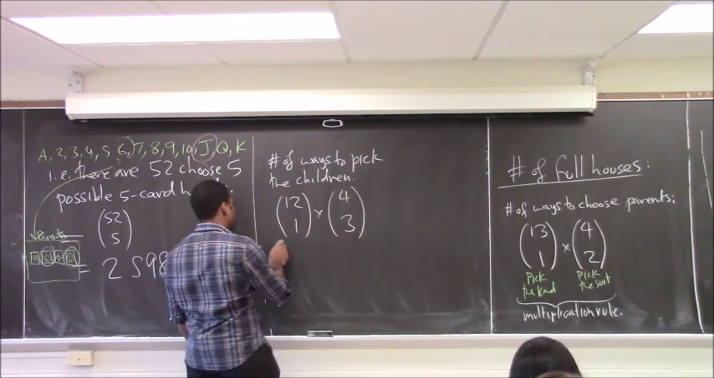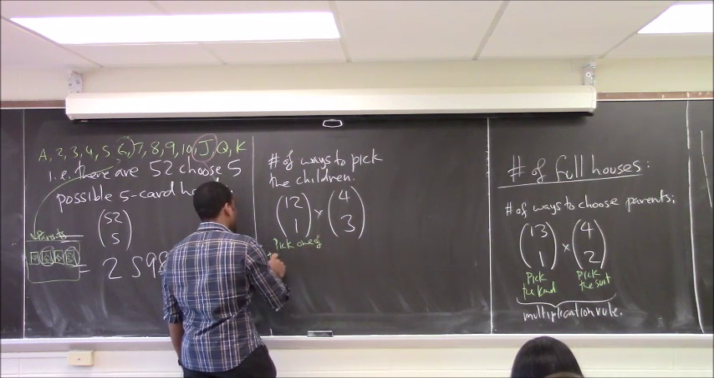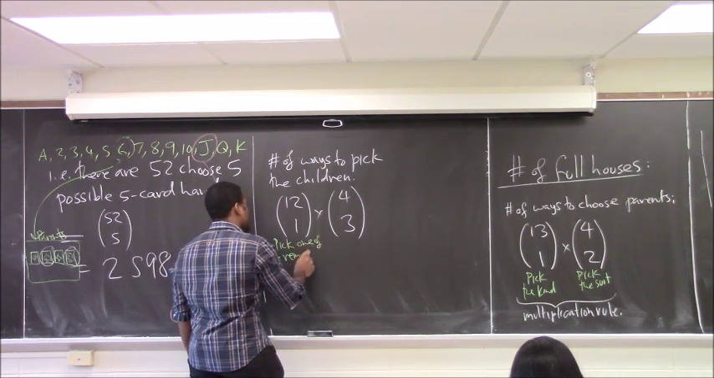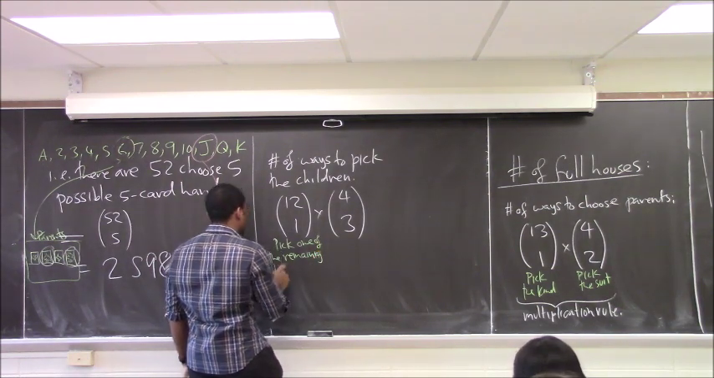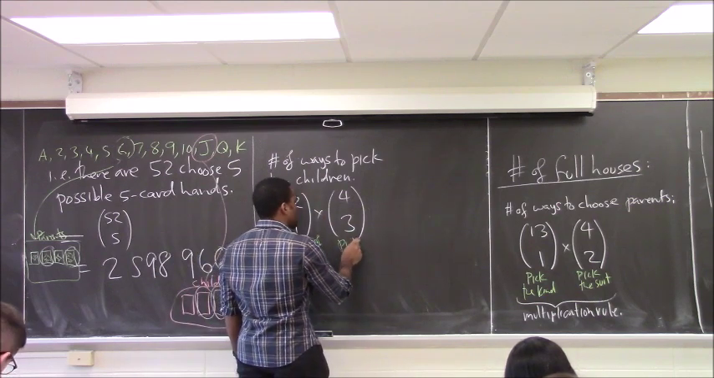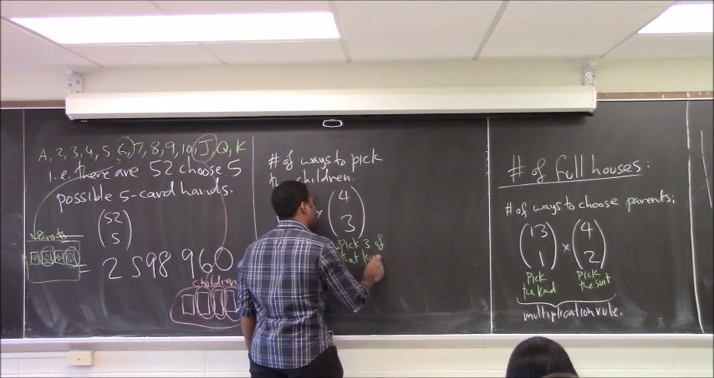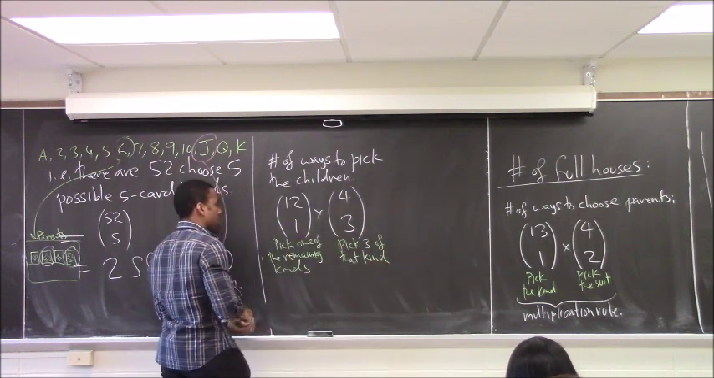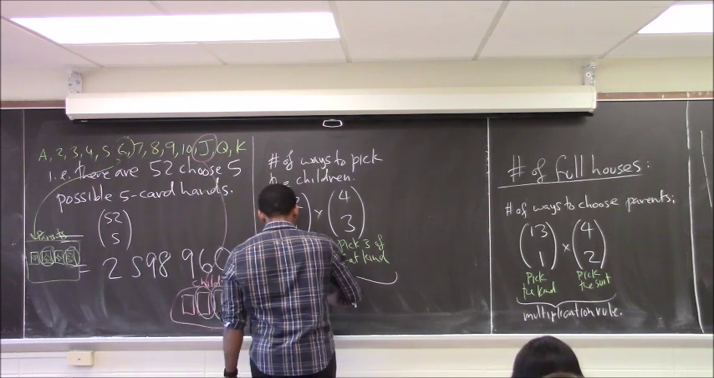So here I would pick one of the remaining kinds, because it's not going to overlap with that guy. Remaining kinds. And then I pick 3 of that kind. And then, how many total ways to do that? Well, the multiplication rule says I'm going to multiply them together.